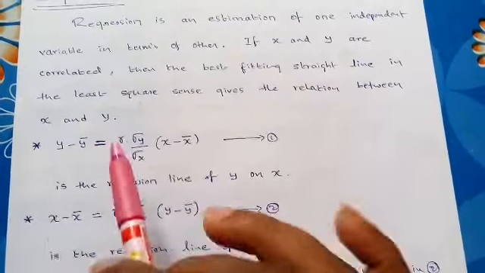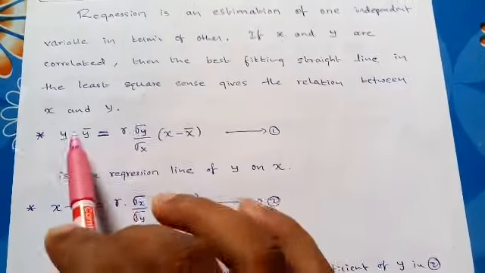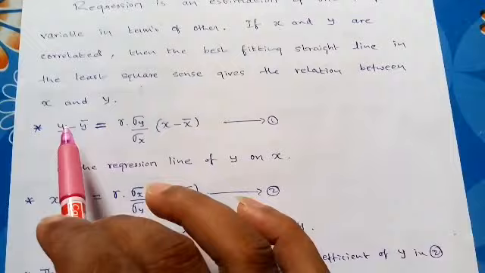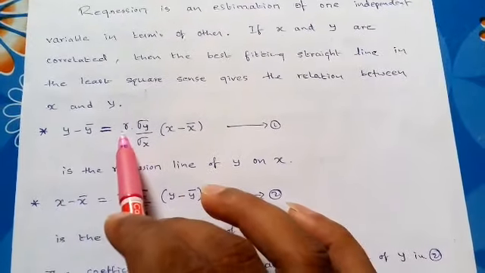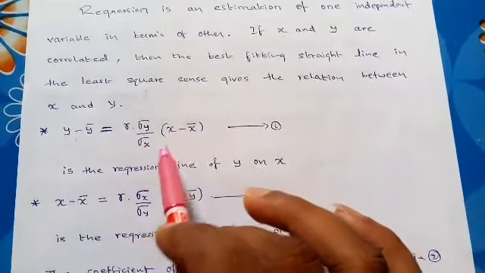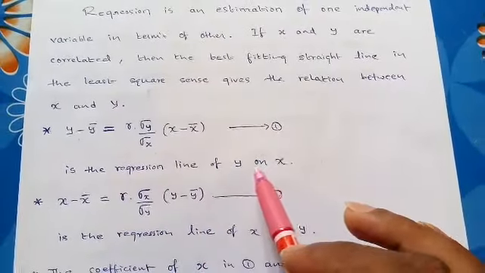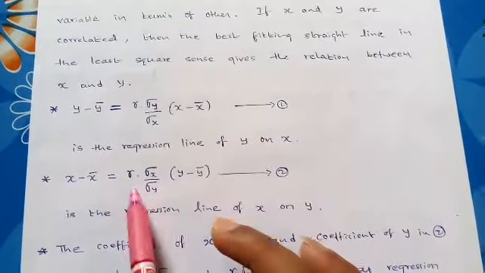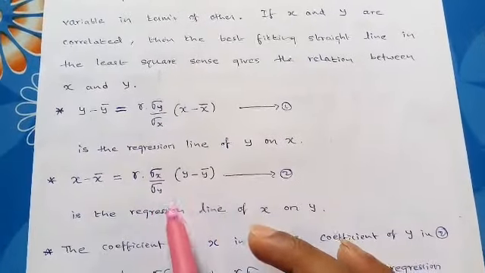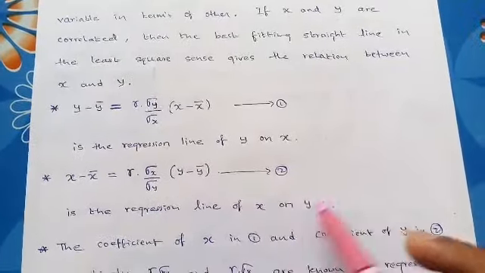Here the derivation is not included in your syllabus, so I am giving the formula. y minus y bar equals r into sigma y by sigma x into x minus x bar. This is the regression line of y on x. Similarly, equation 2 is the regression line of x on y.